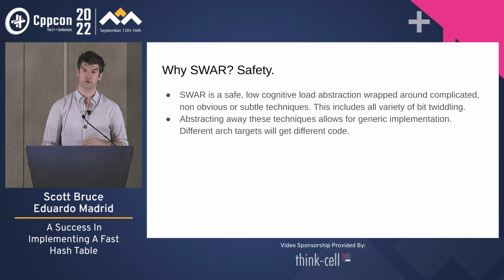So why do we use SWAR? SWAR makes things safe. The techniques that we use for getting performance are fiddly, and the optimizing compiler will make different choices on different architectures on how to actually emit instructions that provide that functionality. So this keeps our abstractions healthy. This allows us to specify what we want our code to do, and it allows us to look at our code and have a much better chance of catching bugs by simply reading it.